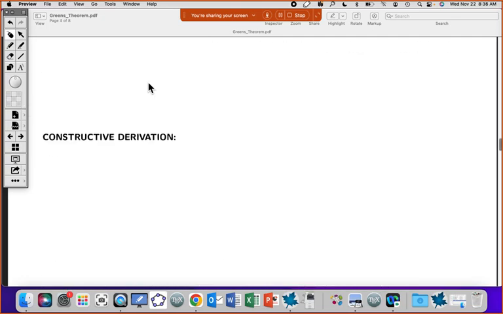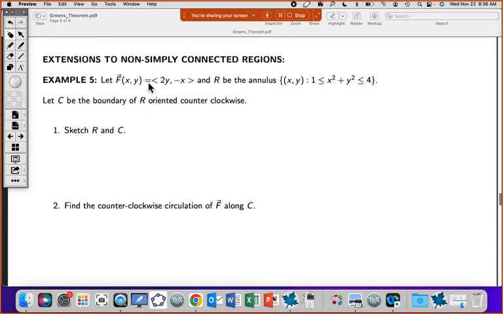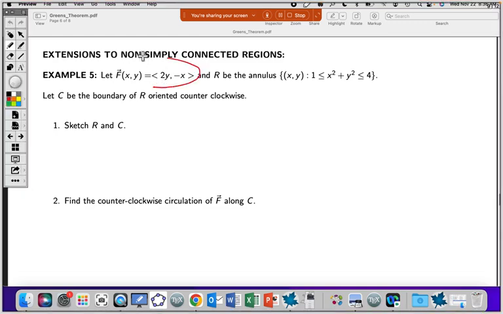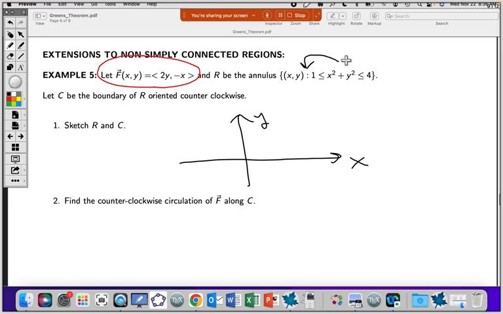All right, so where were we here? We were down here. Okay. So let's look at an example here. Let F be our classic rotation field we've been playing with. R is the annulus. So what's an annulus? Well, you see you've got x squared plus y squared. Down here you've got it equal to 1. Down here you've got it equal to 4. And we're looking at all the values between. So we know that x squared plus y squared equals 1. That's the what?